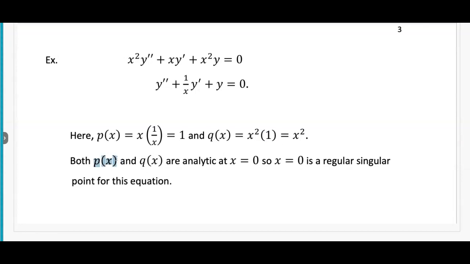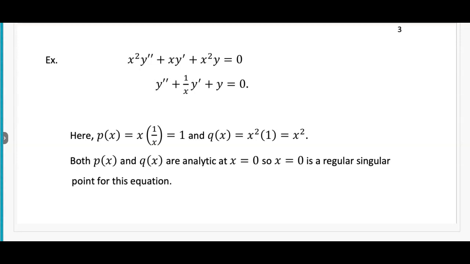So you can see both lowercase p of x and lowercase q of x are analytic at x equals 0, right? Because 0 is in the domain of this function, and 0 is in the domain of this function, right? Because p of 0 is 1, q of 0 is just 0. So x equals 0 is a regular singular point for this equation.